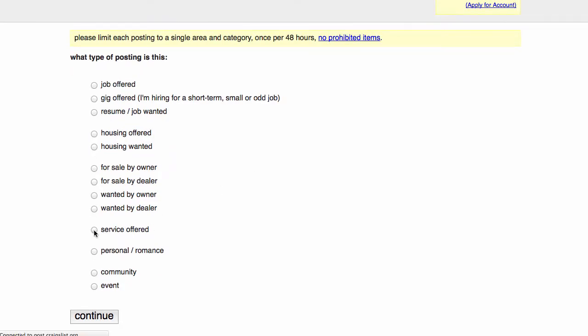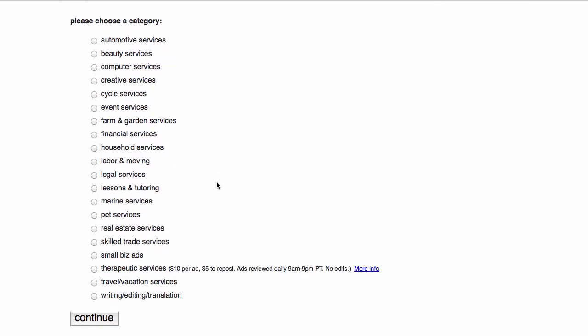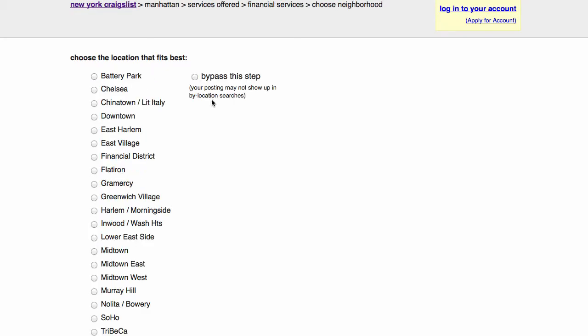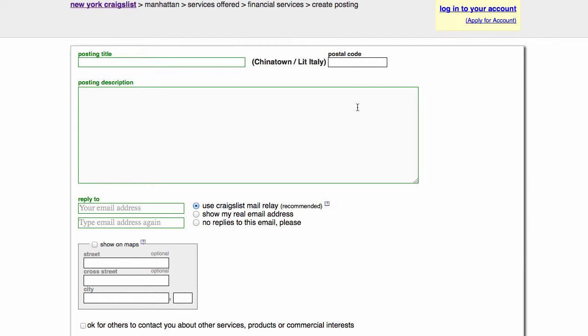So I'm going to post service offered. This would be a financial service, credit repair. Now you can look at all the other services. What else could credit repair fit in? Possibly legal services. I would post multiple ads in multiple categories just to maximize the potential audience. But for this example, we'll say financial services. We will say Manhattan for now. Say Chinatown, just to be specific.